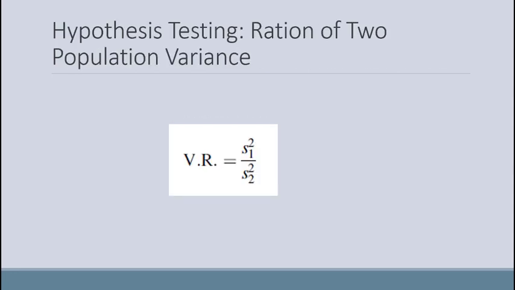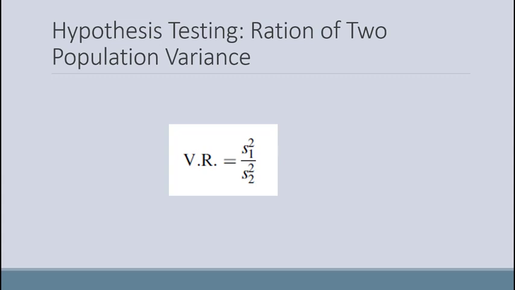Decisions regarding the comparability of two population variances are usually based on the variance ratio test, which is a test of the null hypothesis that two population variances are equal. When we test the hypothesis that two variances are equal, we are in fact testing the hypothesis that their ratio is equal to 1.